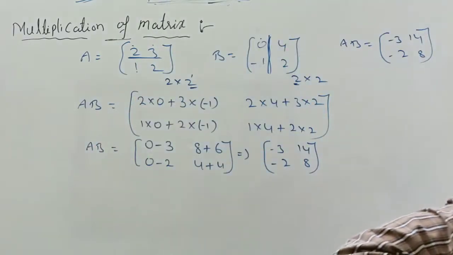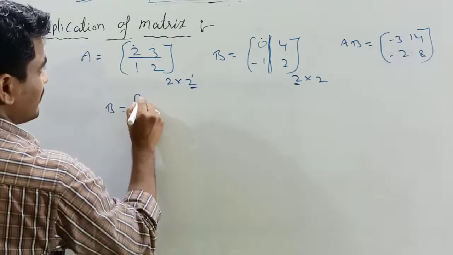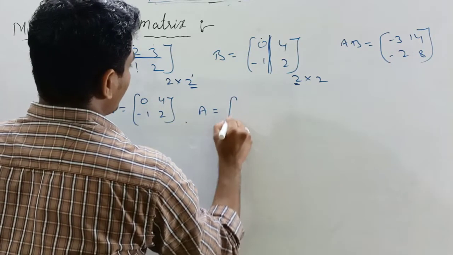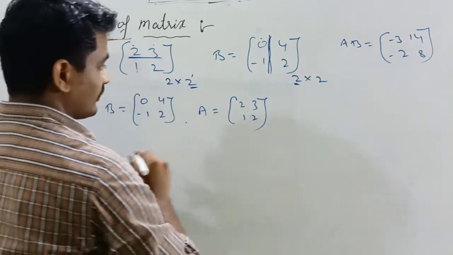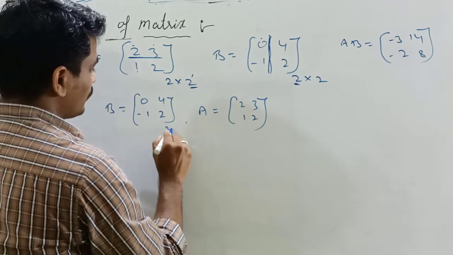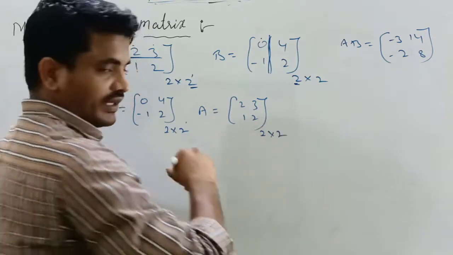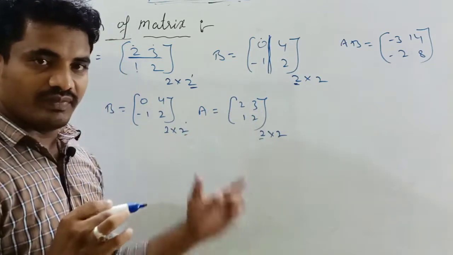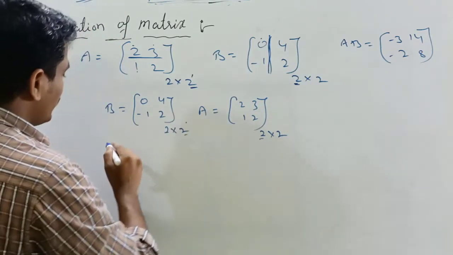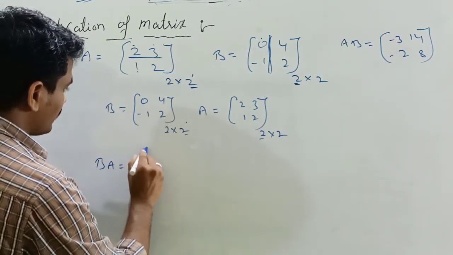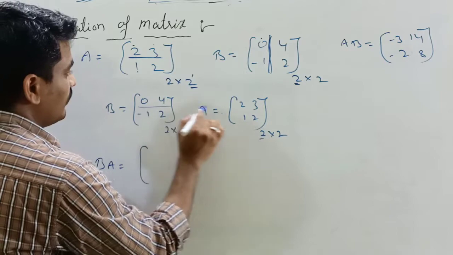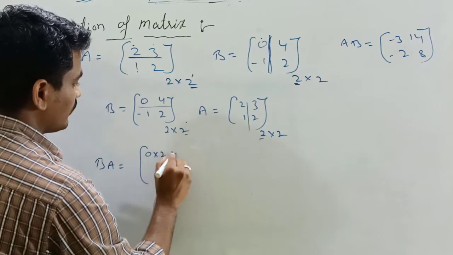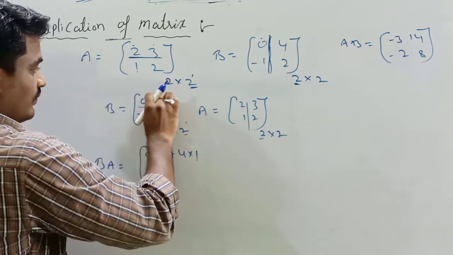Now I'll do the reverse. I will write B first and then A, which is 2, 3, 1, 2. It is also a 2 by 2 matrix. The number of columns and number of rows are equal, so BA is possible here. BA equals: first row, first column, 0 into 2 plus 4 into 1.